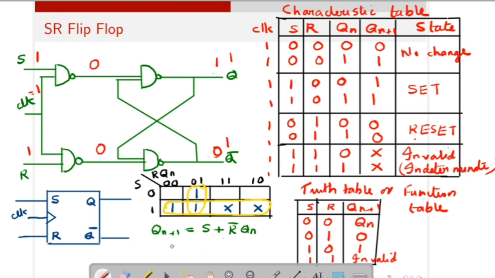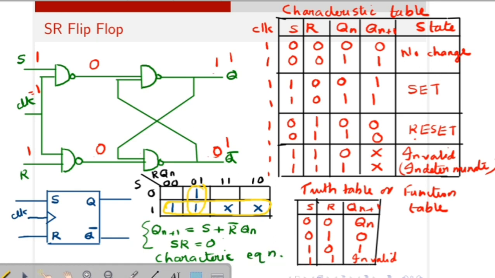That means next state is a function of S, R and Qn. So here we add one more equation. SR is equal to 0, because when S is equal to 1 and R is equal to 1, it is an invalid state. To avoid that condition, we give an additional equation to this Qn plus 1, that is SR is equal to 0. So these two constitute the characteristic equation for the SR flip-flop. Right? Okay. So this is the working of the SR flip-flop.